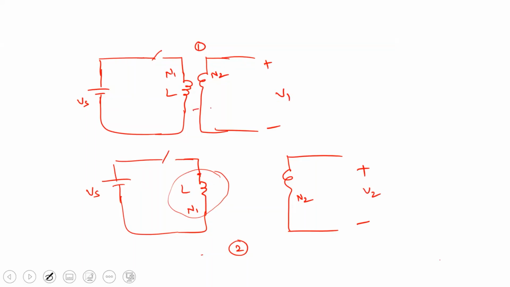If it is nearby, the induced EMF value will be very high. If it is far away, the induced EMF value will be very low. How tightly these two coils are coupled is defined by the coefficient of coupling.